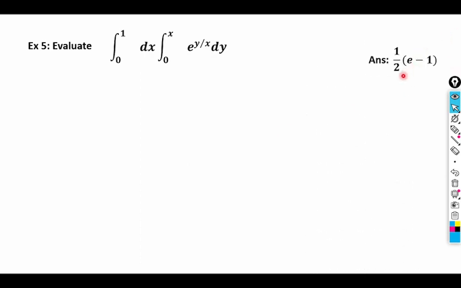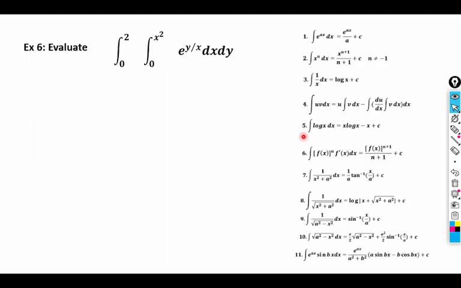So already we have seen the answer is 1 by 2 (e minus 1). That is about example 5. Okay, next question, example 6. It is exactly similar to the previous one, same integrand, similar order. So obviously we have to treat that 1 by x like a constant.